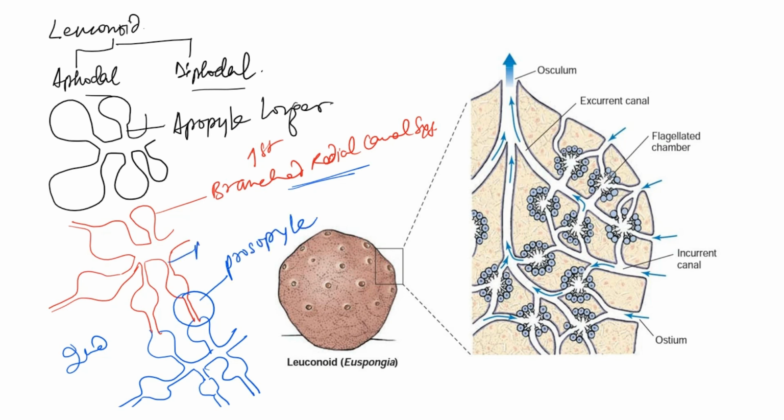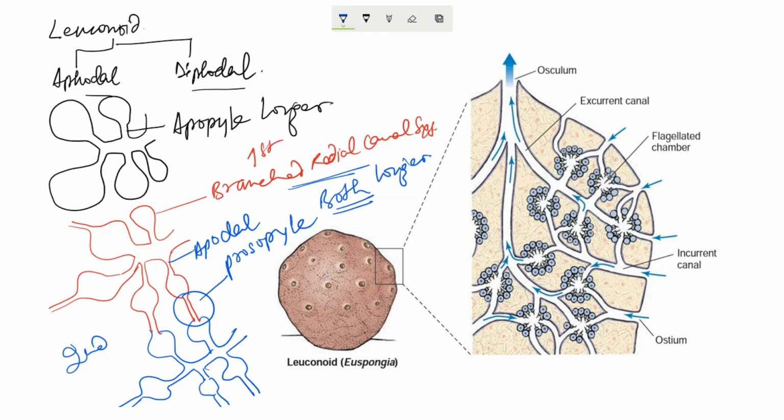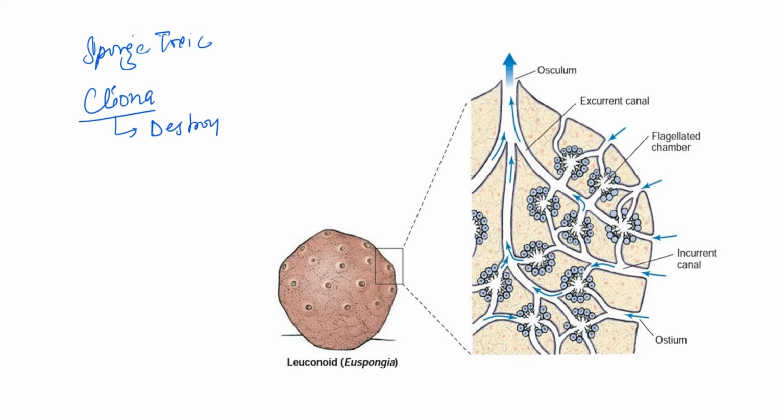Okay, and in case of the diplodal type of canal system, both, so this type of canal system you see in spongilla as well, the freshwater sponge. Okay, the sponge which is toxic or harmful, that is Cliona. It destroys mollusks and also destroys rocks.